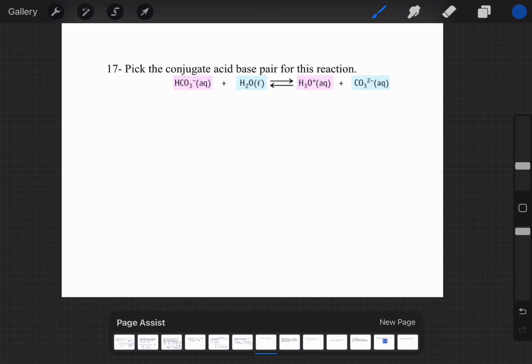From here, it's very easy to find the conjugate acid and conjugate base pair for each. You're just going to figure out which one's your weak acid, strong acid, strong base and weak base, and then pair them up. Your weak base is going to go with your strong acid, and then your strong base with your weak acid.